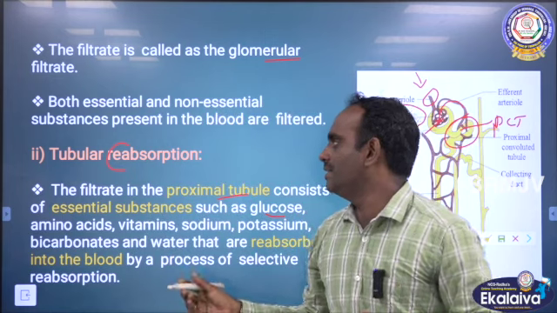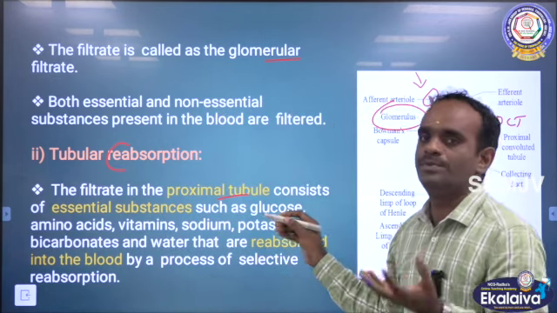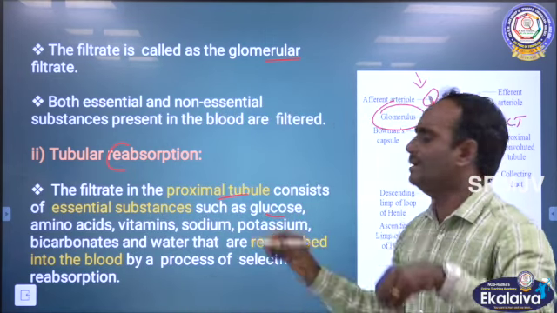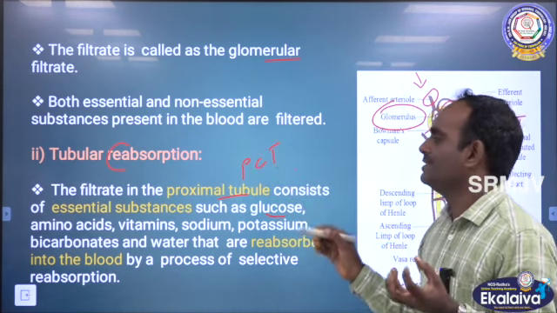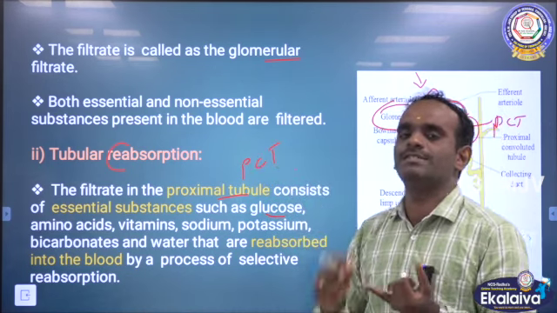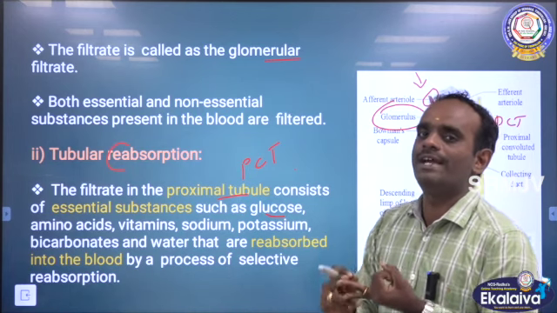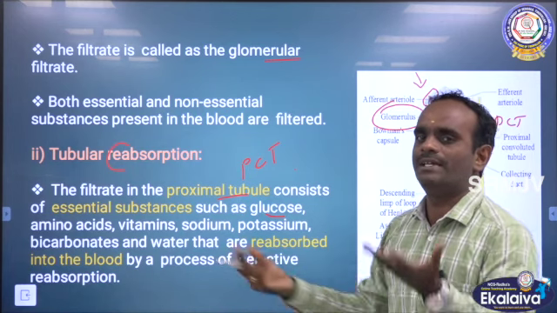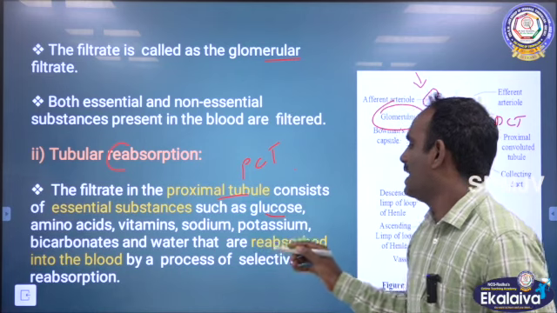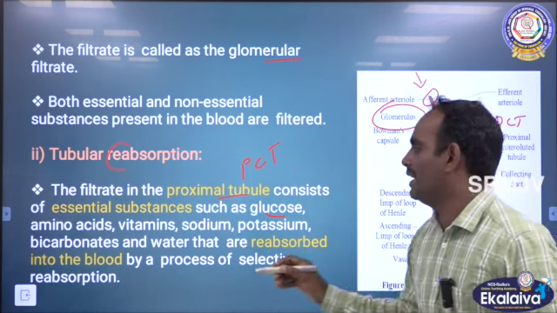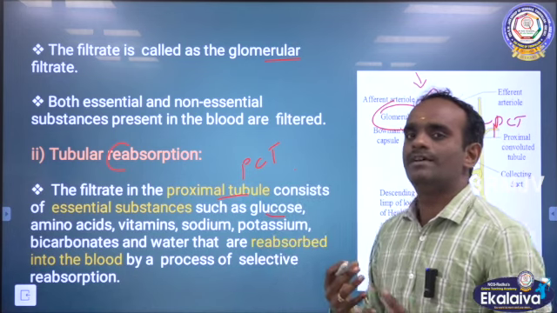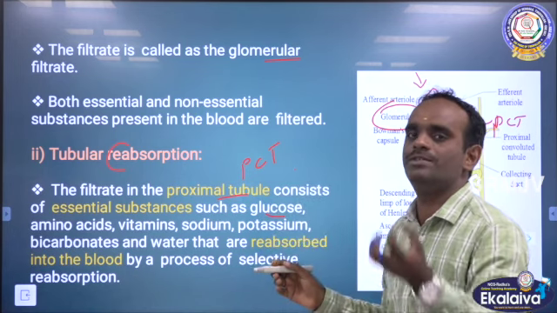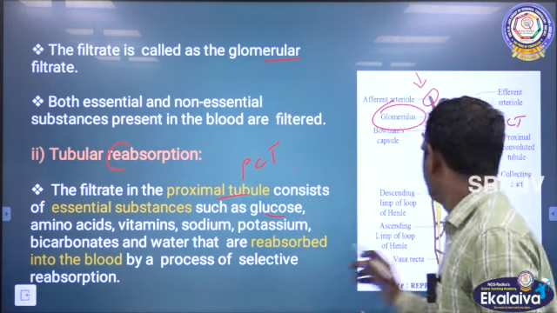See here, the filtrate in the proximal tubule. The proximal tubule is nothing but the proximal convoluted tubule. It consists of essential substances such as glucose, that is carbohydrates, vitamins, water, bicarbonate ions, and these are reabsorbed into the blood. That process is said to be selective reabsorption.